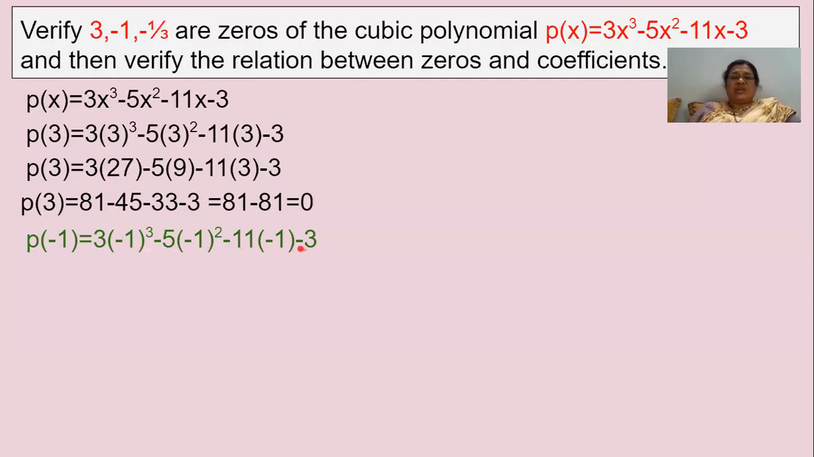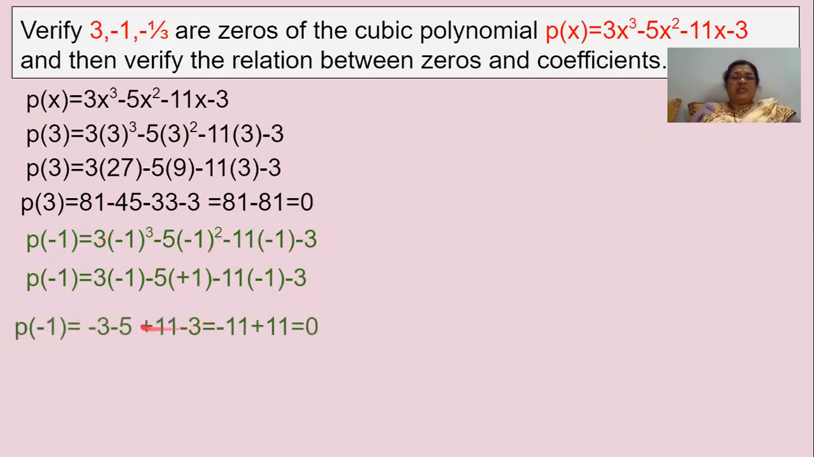Here minus 1. Look here, the powers, one is odd and one is even. When an odd power is there with minus, you'll get minus as the answer. When an even power is there with minus, you'll get plus as the answer. See, let us see. See here, odd power you got minus, even power you'll get plus, and this is the product when you multiply.